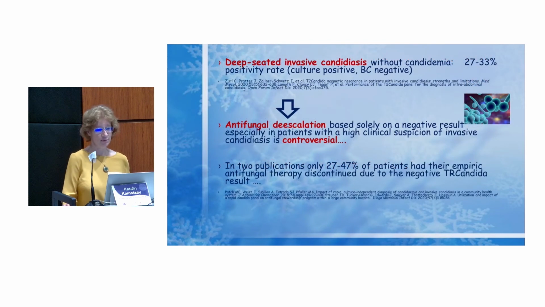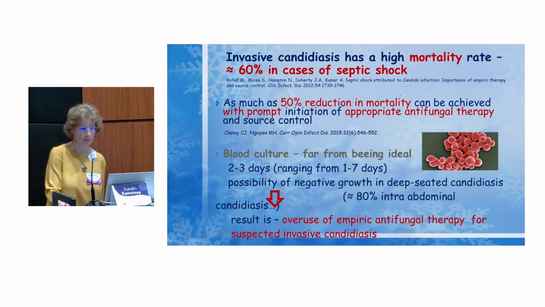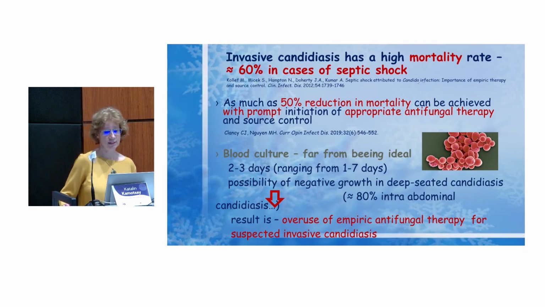The reason why physicians do not rely on this result so easily is that in deep-seated invasive candidiasis, the positivity rate was not so good. So the antifungal de-escalation is controversial. Well, invasive candidiasis is a big problem because the mortality rate is 60% in case of septic shock, and not all the labs in the world can afford T2MR. So we have to have something else because yes, we need to do something with our patients.